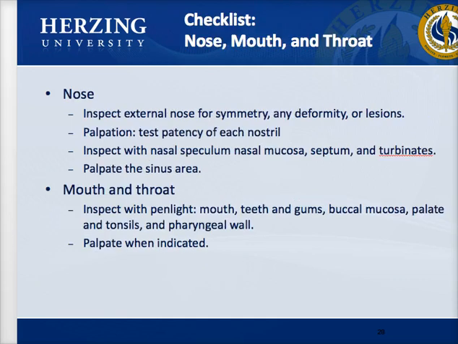So your checklist for your nose is: inspect the external nose for symmetry, any deformity or lesions; palpation to test for patency of each nostril; inspect with a nasal speculum the nasal mucosa, septum, and turbinates; palpate the sinus area. For the mouth and throat, you need to inspect with a pen light the mouth, teeth, gums, buccal mucosa, palate and tonsils, and pharyngeal wall. Palpate when indicated. Don't forget to incorporate health promotion in your assessment of the nose, mouth, and throat.